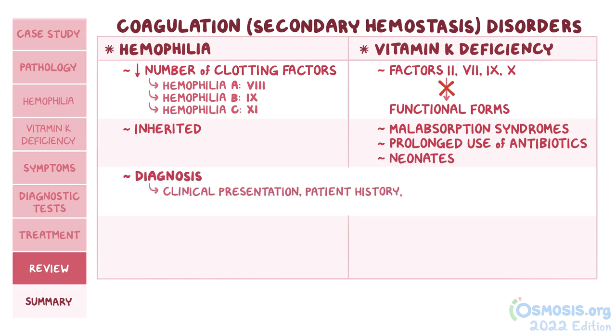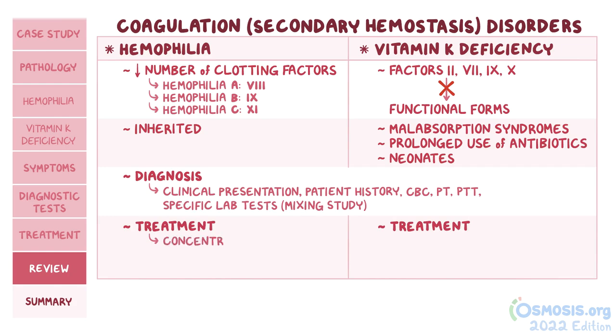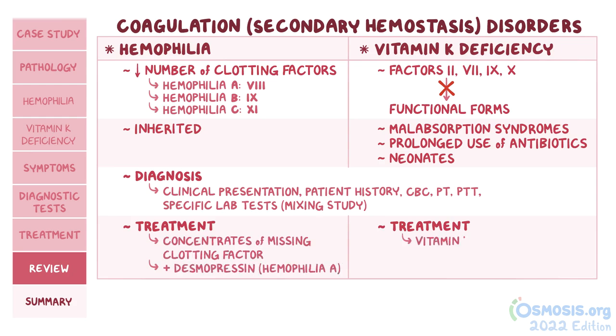A diagnosis can be made based on clinical presentation, patient's history, CBC, PT, PTT, as well as specific lab tests such as a mixing study. Treatment of hemophilias includes concentrates of the missing clotting factor, plus desmopressin for hemophilia A, and vitamin K in deficient individuals.